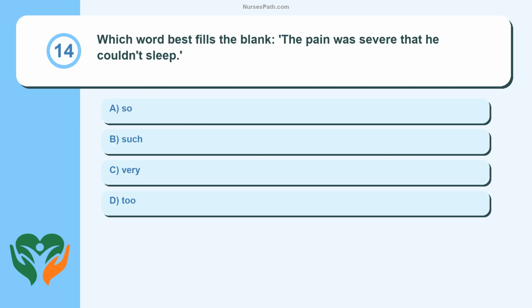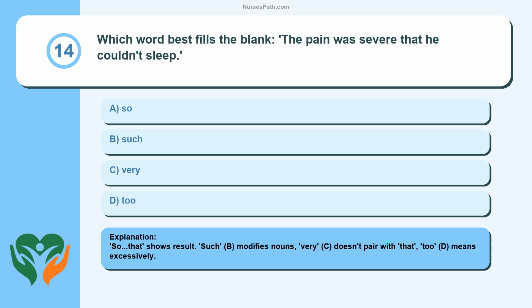Question 14. Which word best fills the blank? The pain was ___ severe that he couldn't sleep. So, such, very, too. So, with that, shows result. Such modifies nouns, very doesn't pair with that, and too means excessively.